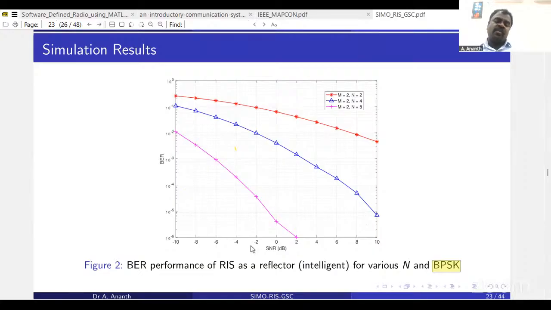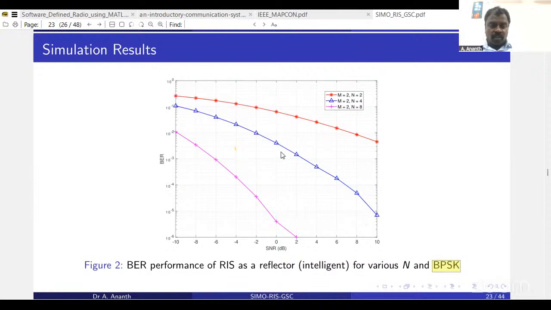In other words, let us investigate at 0 dB. What you can observe is that the system with M equal to 2 and N equal to 2 at 0 dB gives you performance closer to 10 to the power -1. This means that if you are transmitting 10 bits, out of that, 1 bit will be in error. So you have a larger amount of error. Similarly, if M equal to 2 and N equal to 4, you can see that it is closer to 10 to the power -3. This means that if you are transmitting 1000 bits, you may get 1 bit error.